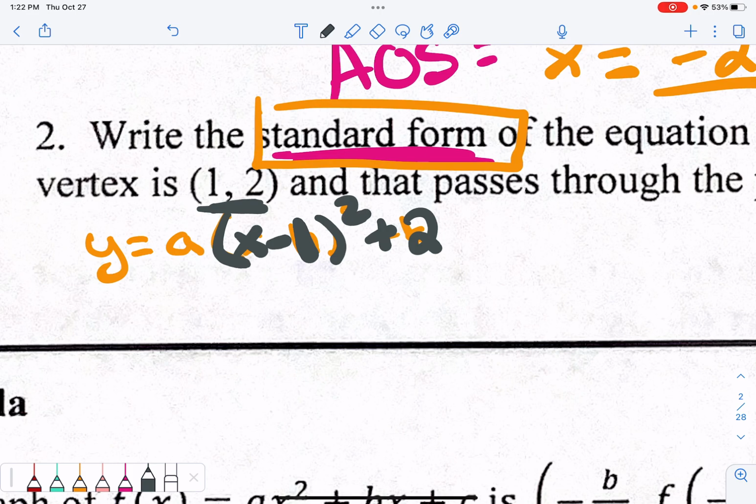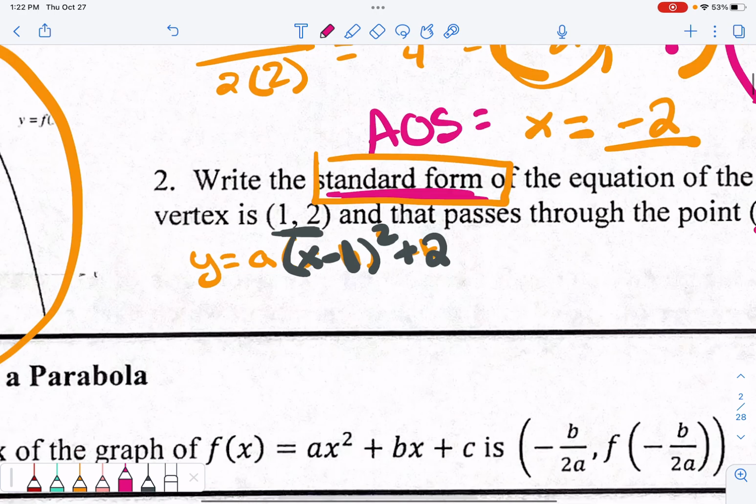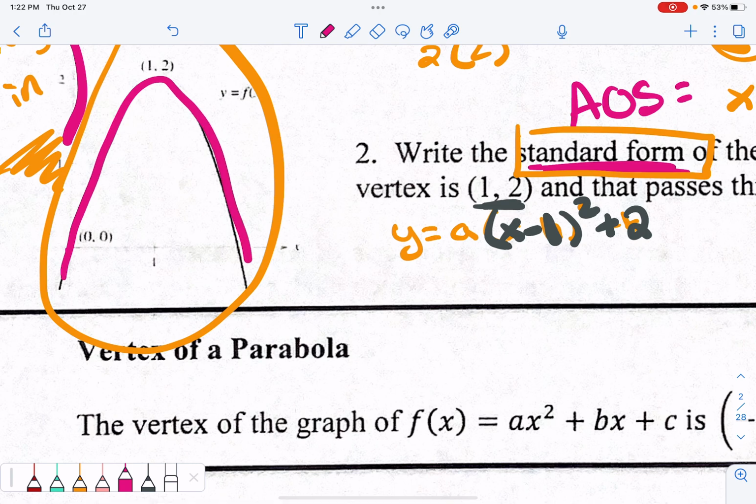And then the only other thing that I need to find is whatever A is, which is my vertical stretch or compression, okay? And that's where I use the fact that it passes through the point 0, 0. So it means 0, 0 is on that parabola, right? So this is the vertex, but then it goes through this point.